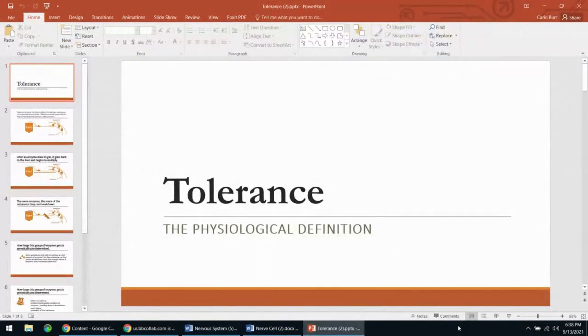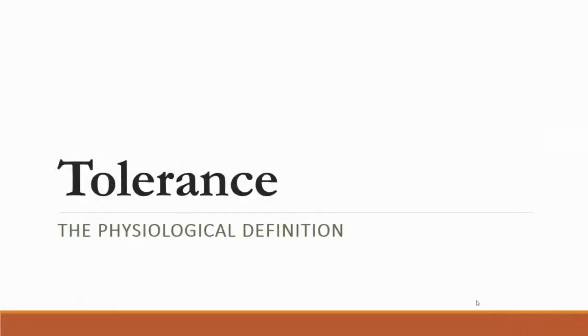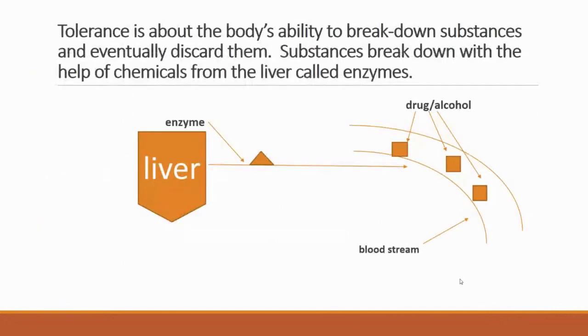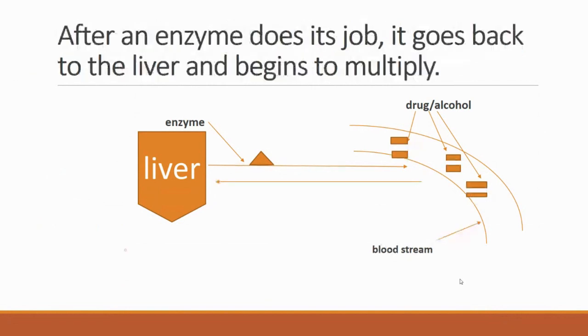So tolerance is one of the other things that has a genetic kind of link to it. So there are some parts of this idea of use and abuse and addiction that have genetic markers to them. Tolerance is about the body's ability to break down substances and eventually discard them. Substances break down with the help of chemicals from the liver called enzymes.